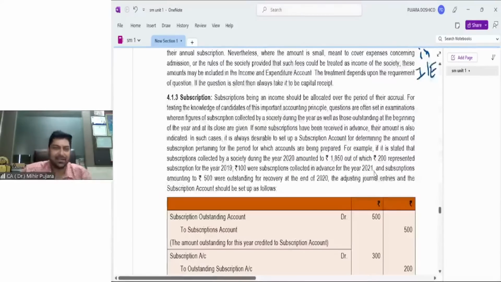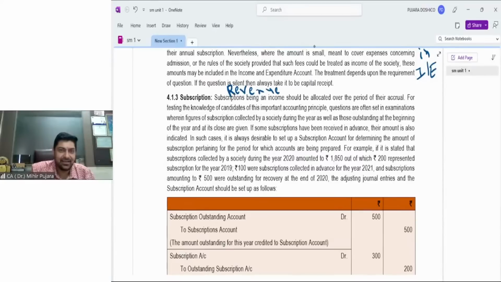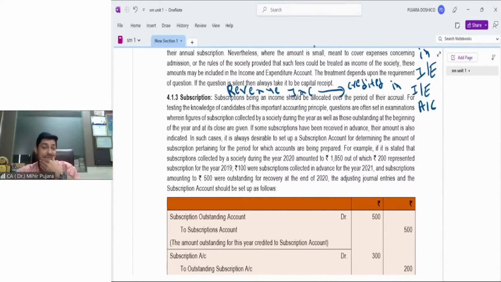Okay. Subscription. This is purely revenue income. It will be credited in INE account. Right? Very clearly. This is revenue income and therefore credited in INE account.